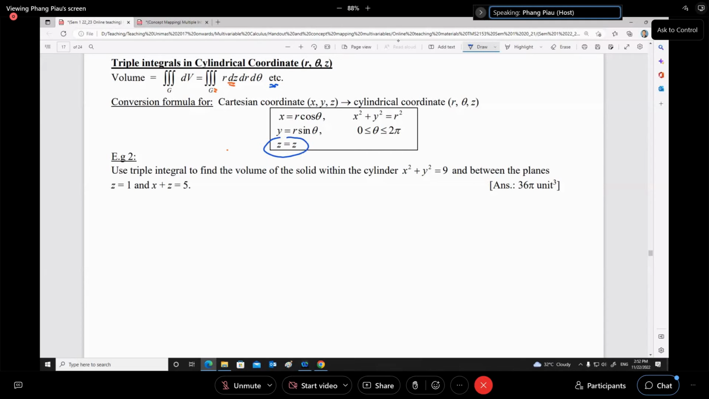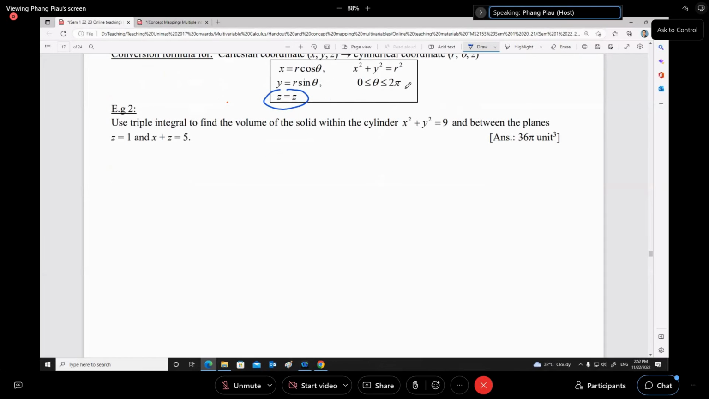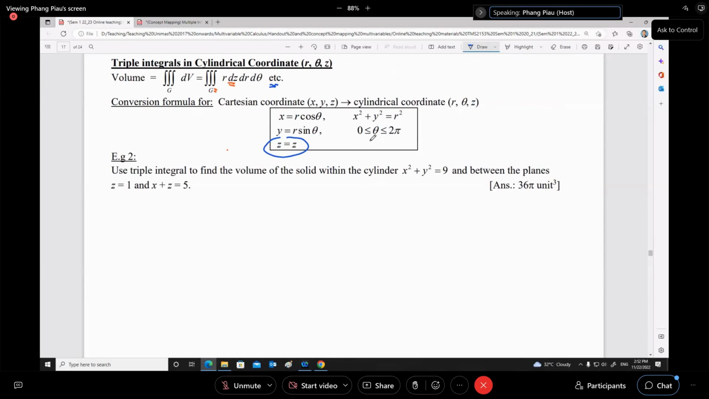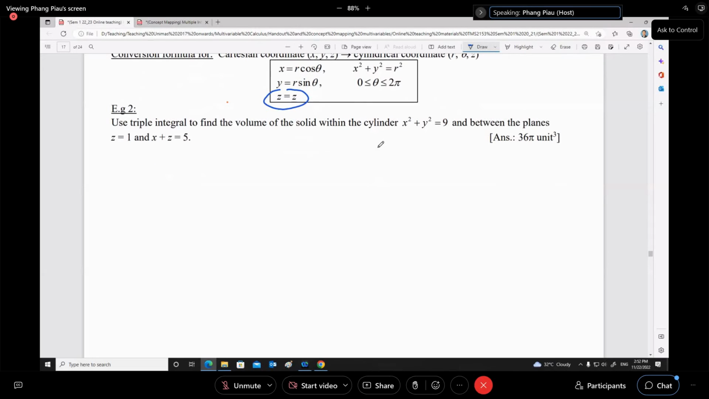So I think for this, it is not that difficult for you to understand cylindrical coordinates. But I have to remind you, this cylindrical coordinate is not, as the name suggests, only usable for a cylinder. It is not.